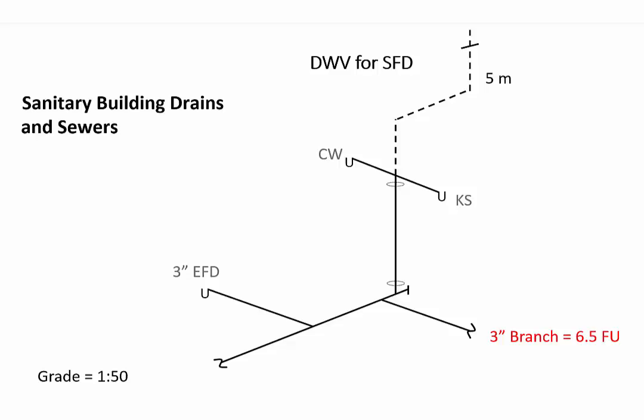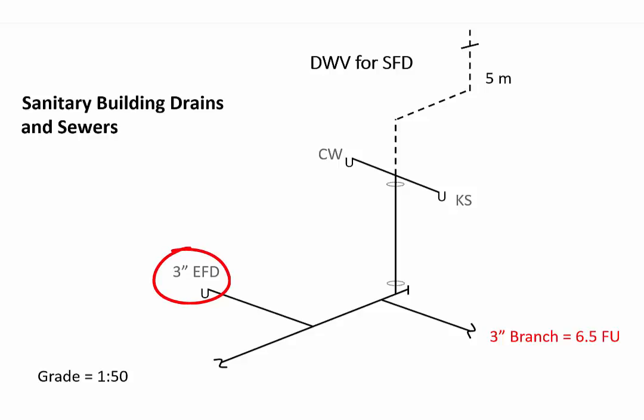Okay, sanitary building drains and building sewers. We have a clothes washer here, kitchen sink. That's on a soiler waste stack. Those fixtures are on the second story. And then down in the lowest story, we have a 3-inch branch, maybe from a washroom on the lowest story, 6.5 fixed units, and a 3-inch emergency floor drain.